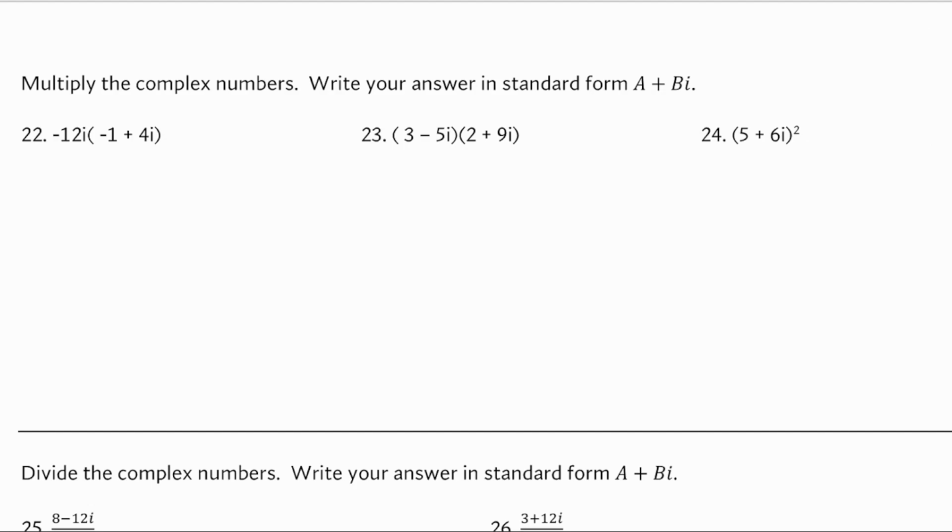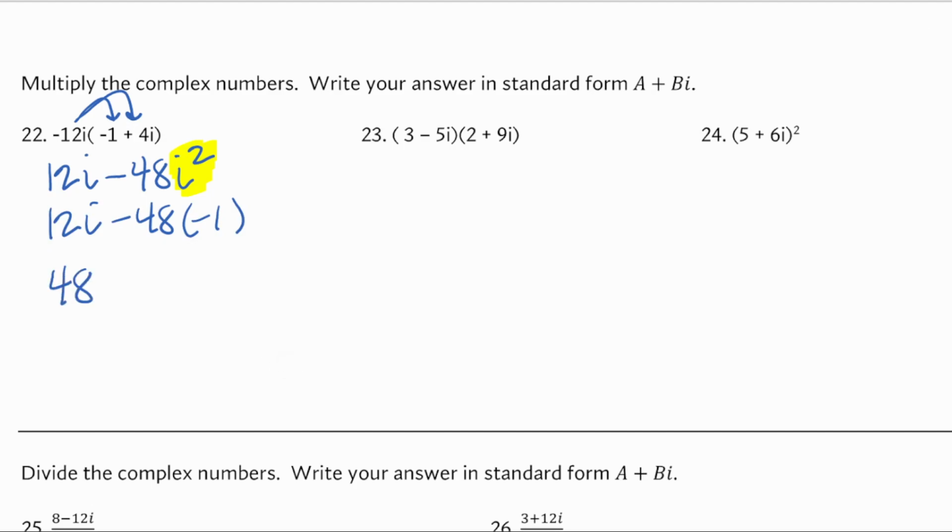I'm going to do it. So if I multiply these, I just use the distributive property. There we go. So negative 12i times negative 1 will be positive 12i, and negative 12i times positive 4i would be minus 48 times i squared. Okay, we know that i squared means negative 1, so 12i minus 48 times negative 1 will be positive 48. Okay, so 48 plus 12i.